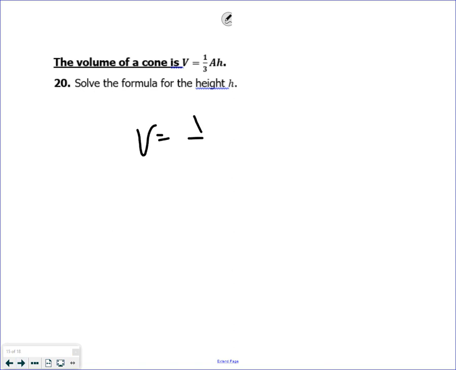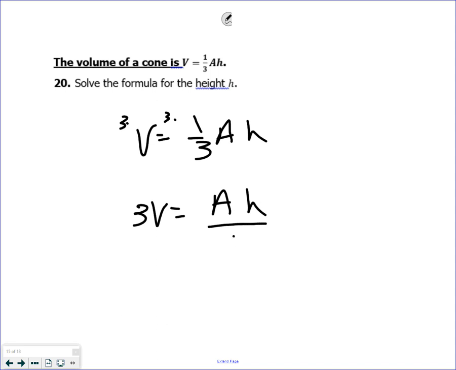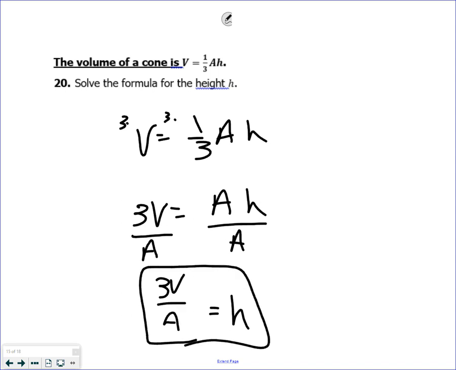Solve the formula for h. V is equal to 1/3 AH. I want to get rid of the fraction, so I'm going to multiply both sides by 3. 3V equals AH. Then I'm going to divide by A. This will get H by itself with everything on the other side.